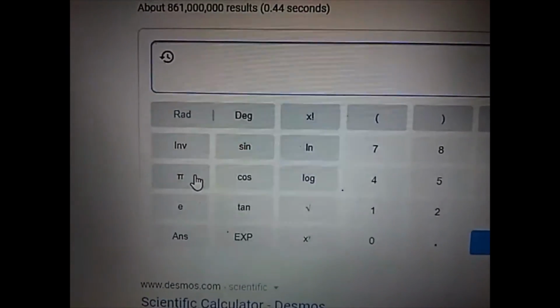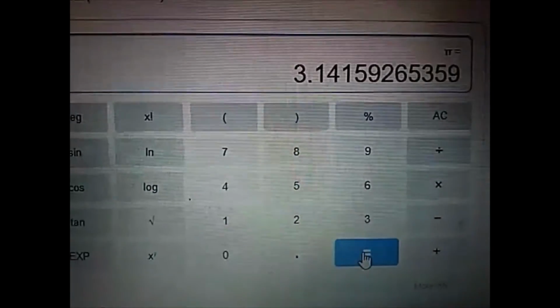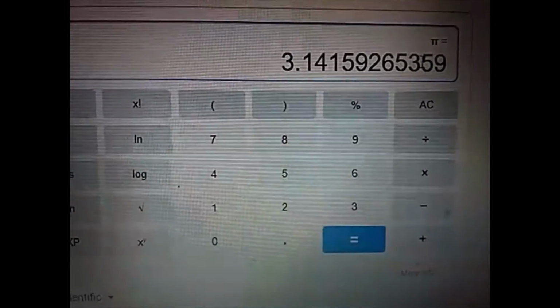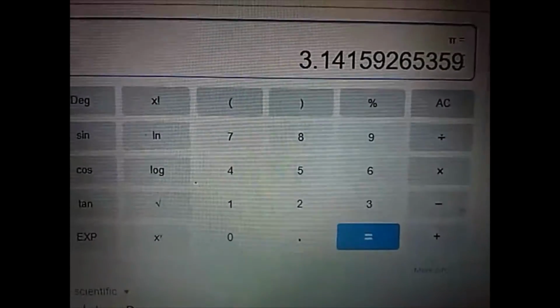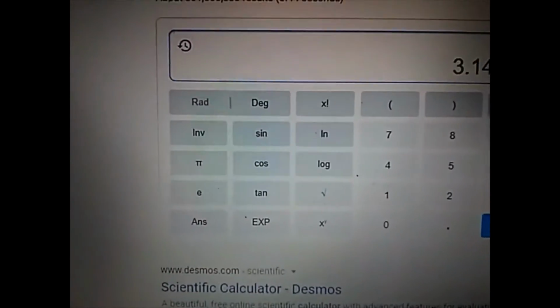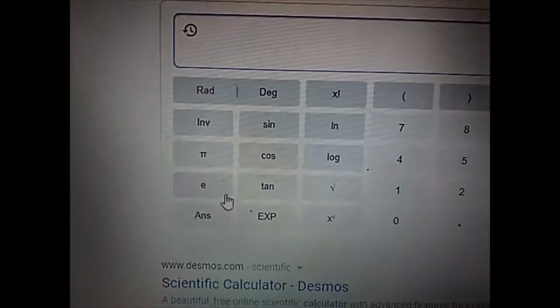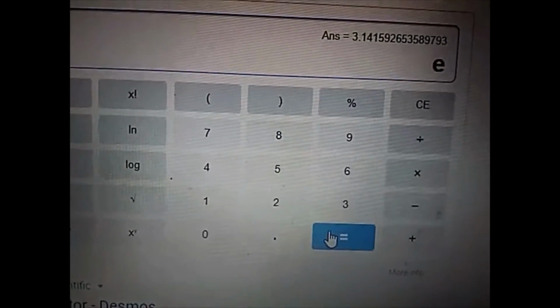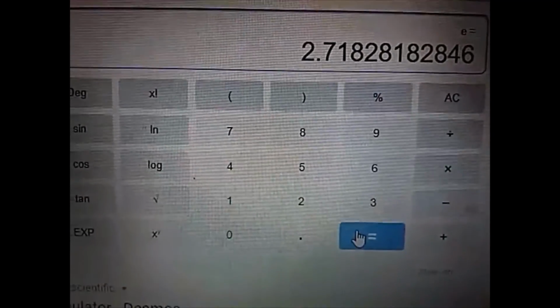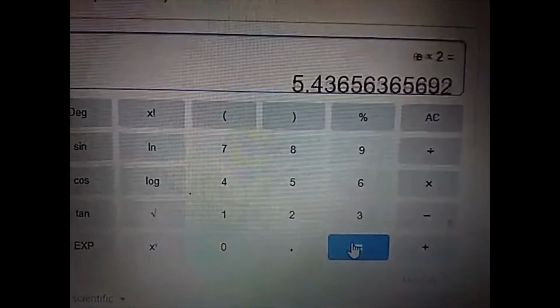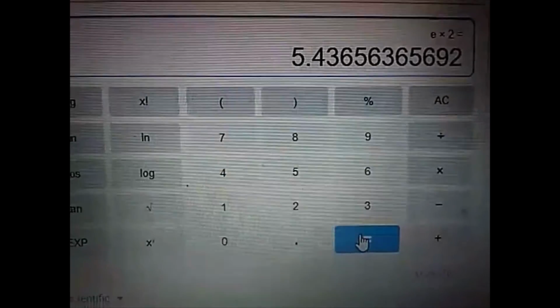Now, let's see what pi does. Pi is equal to 3.14159265359. Note, pi is an irrational number. Also, e is an irrational number. As you can see, e is equal to this number, which is irrational. Note that we just multiplied e by 2 to get this number.